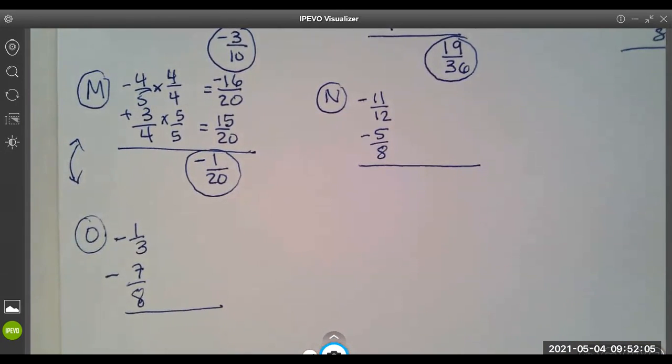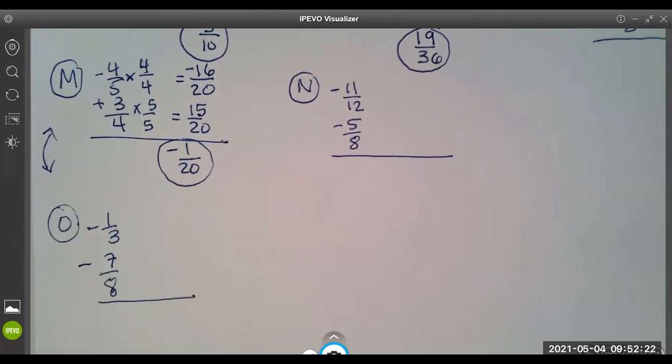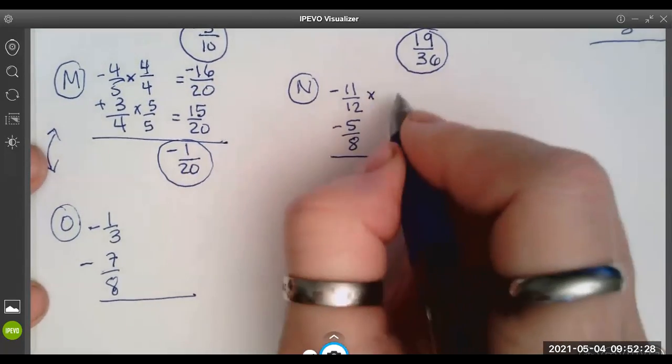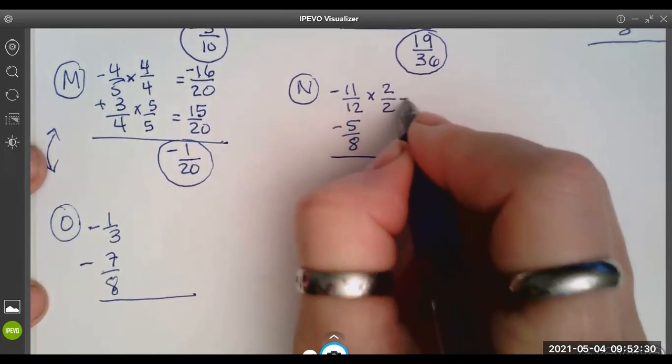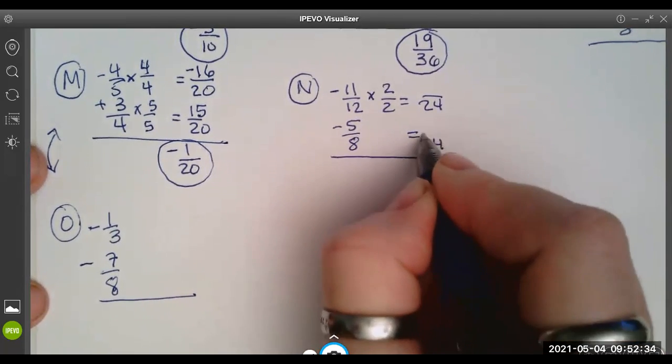Do not automatically multiply them together. Think to yourself about 12. Does 8 divide into 12? No. 2 times 12. Does 8 divide into 2 times 12? What is 2 times 12? 24. So we know our target is 24 because the 8 will also go into 24.